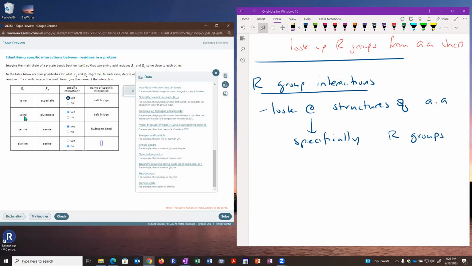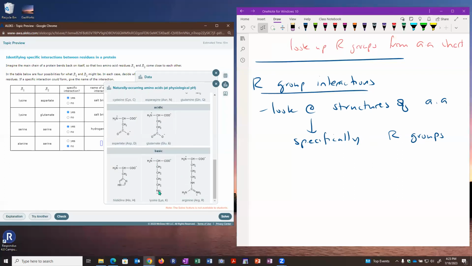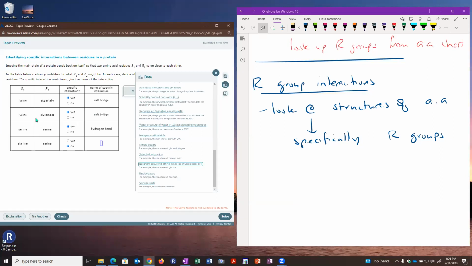If we look at the lysine and glutamate, for instance, so if you look up lysine, lysine is down here. Lysine has the NH3 plus, there's a positive charge on this R group. Glutamate has a negative charge. The interaction between them, positive and negative, is nothing more than a salt bridge, which again is nothing more than an ionic bond, but then we call that a salt bridge between those two. So you would need to look up the structures of the amino acids, specifically their R groups, and then try to see how they can interact with each other and name the type of interaction between them.